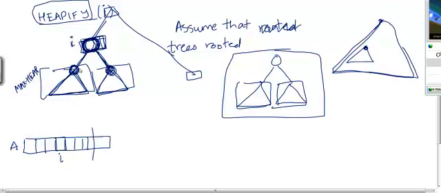So let's say that one of these two children, or both these children, don't satisfy the heap property. So their value is actually greater than the value at this node. What should one do to correct this situation? So okay, this is A of I, and I'm going to call this A of IL, the left child of I, and A of IR, the right child of I. So we can compare A of I with both of these.